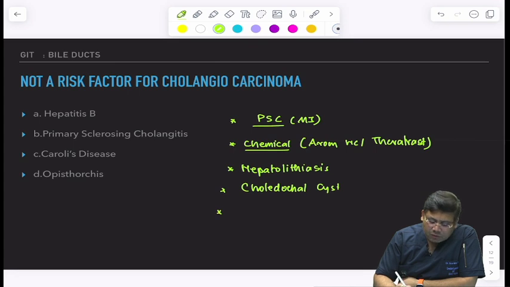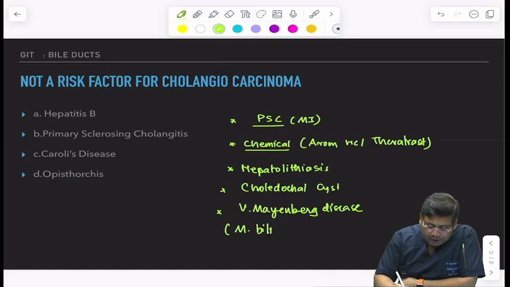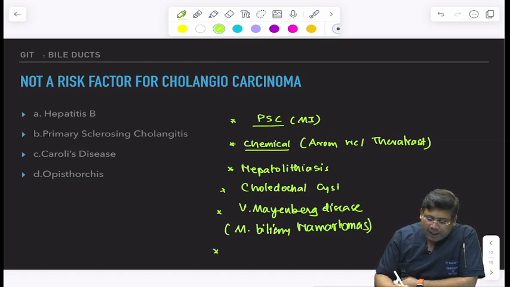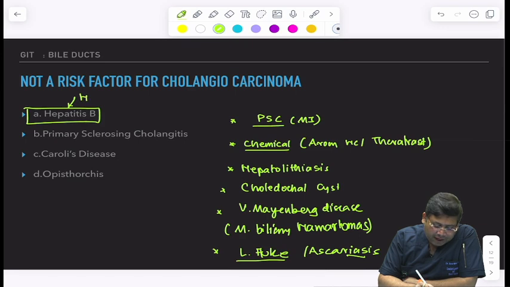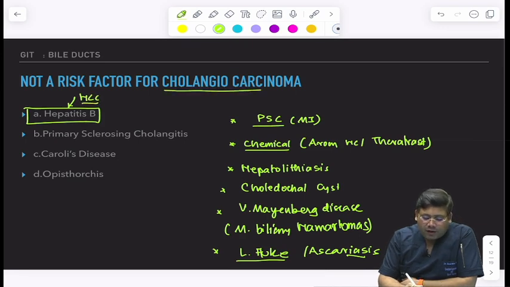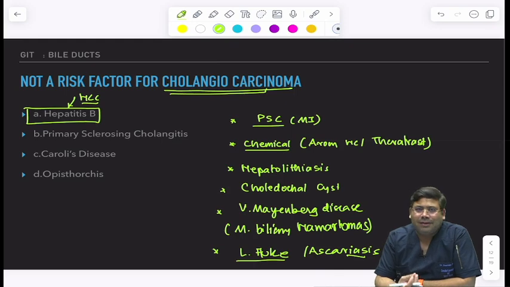Then there is something which is known as von Meyenburg disease. So when we talk about von Meyenburg disease, or you can say multiple biliary hamartomas, they are also a risk factor for this. Remember, yes, liver fluke, Opisthorchis sinensis, or Clonorchis, they are all risk factors for this. But hepatitis is a risk factor for HCC, not a risk factor for cholangiocarcinoma. It was a very easy question.